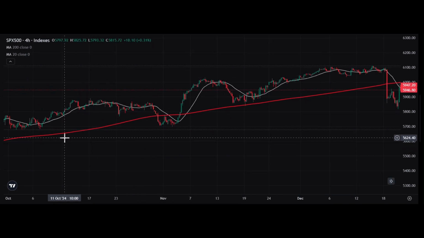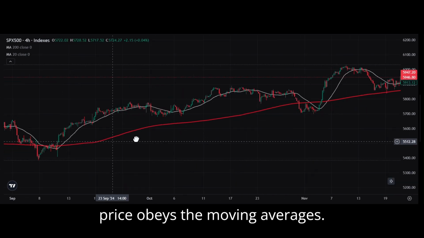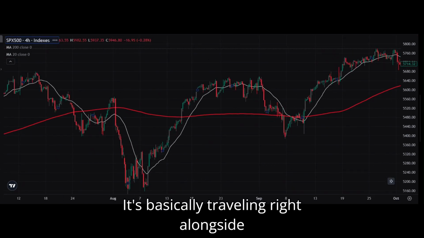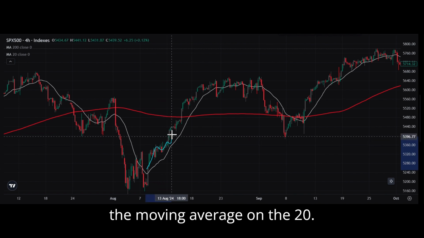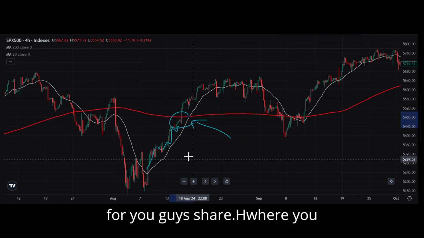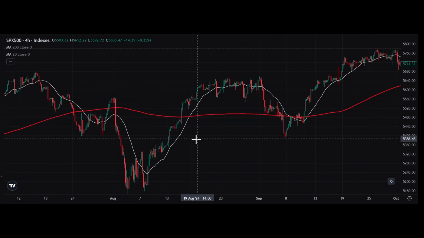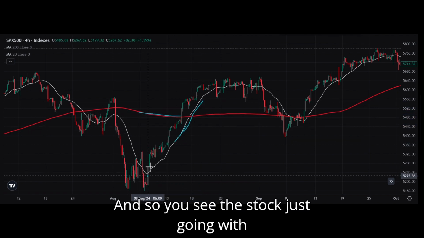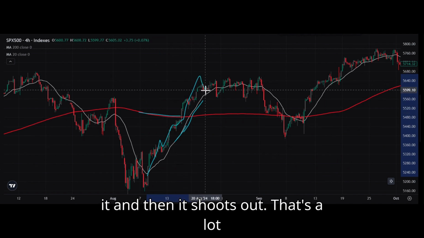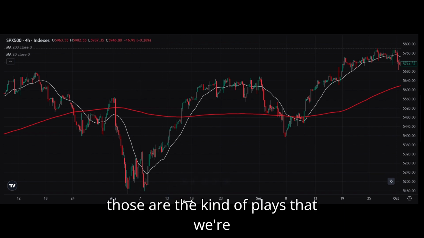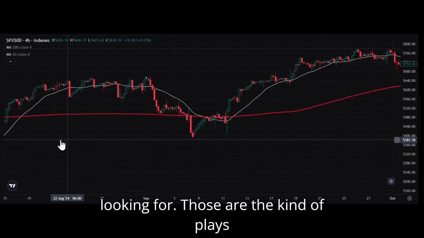Now, as you can see, price obeys the moving averages. It's basically traveling right alongside the moving average on the 20. This is the example I just set earlier for you guys, where you have the 20 crossing the flattish 200. And so you see the stock just going with it, and then it shoots out. That's a lot of money. So those are the kind of plays that we're looking for. Those are the kind of plays we're looking to buy.